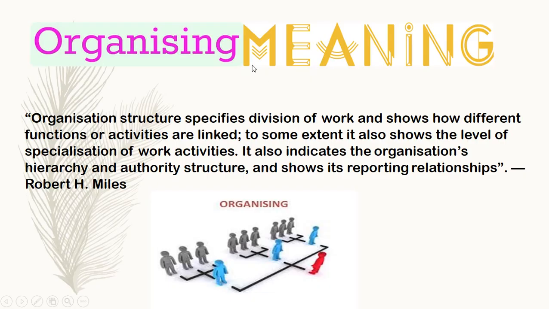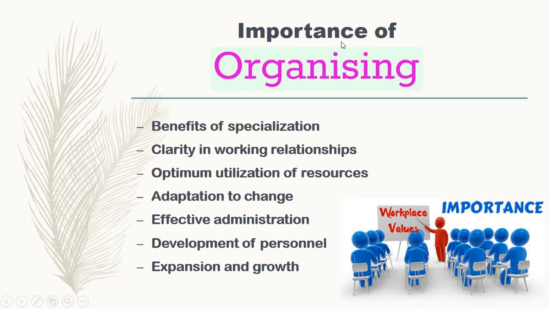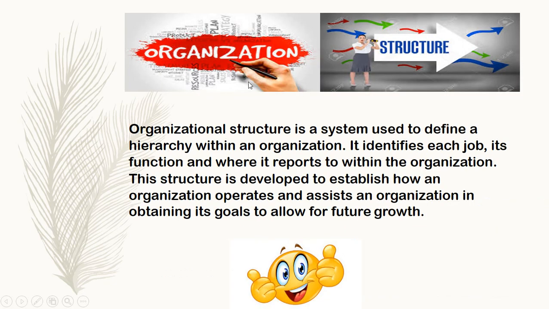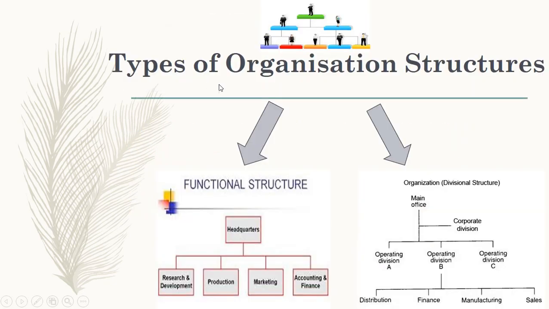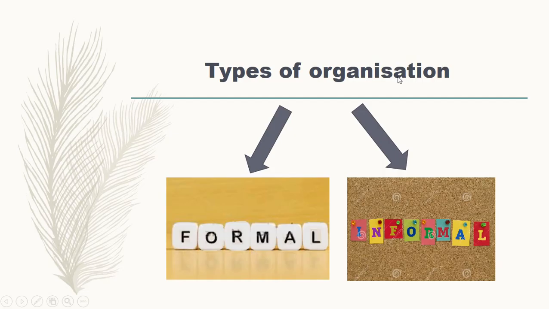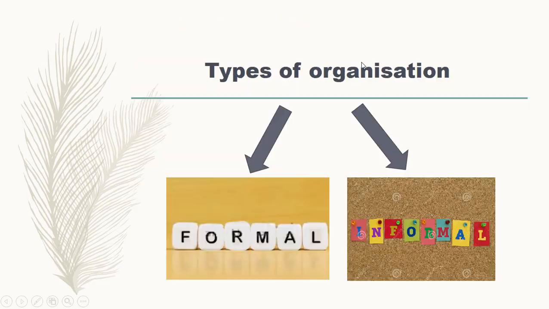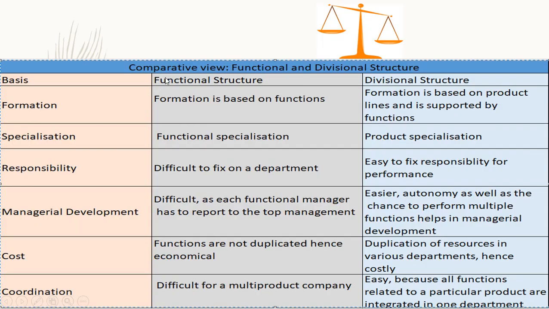we have covered a few topics like organizing meaning, steps in the process of organizing, importance of organizing, organization structure, and types of organization structures. Now, in this discussion, I'll be covering topics like a comparative view of functional and divisional structure, types of organization, and formal and informal organization, a comparative view. Now, moving to the first slide, that is a comparative view of functional and divisional structure.